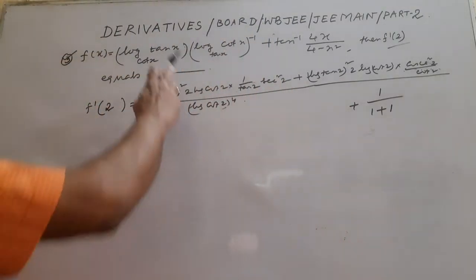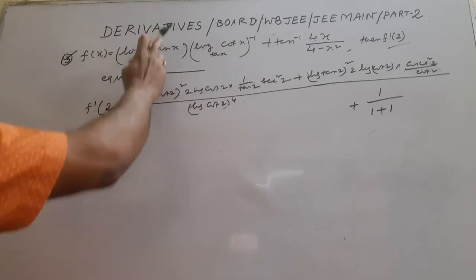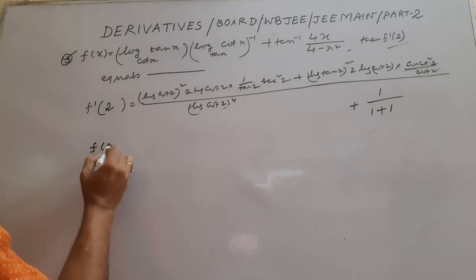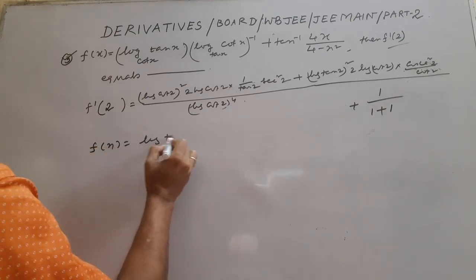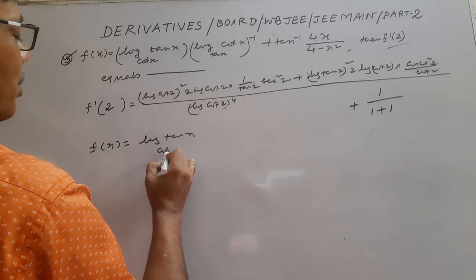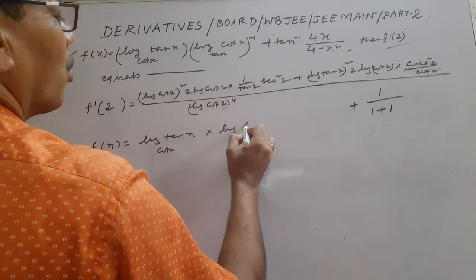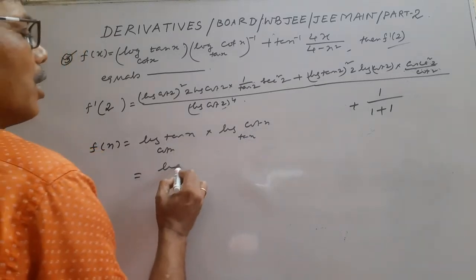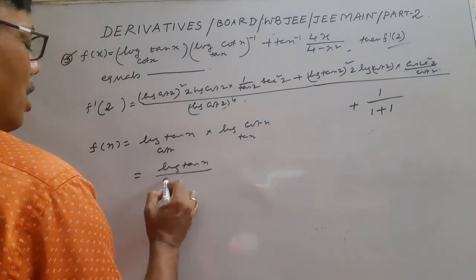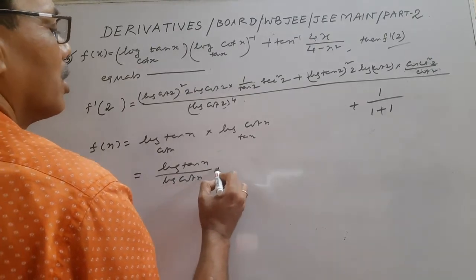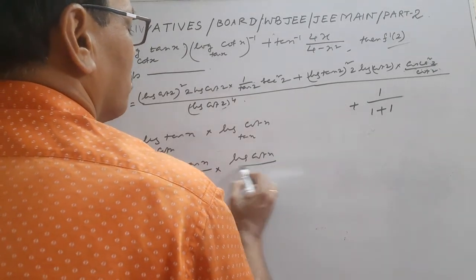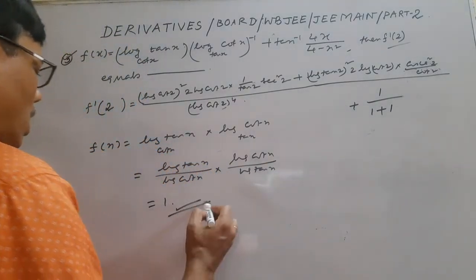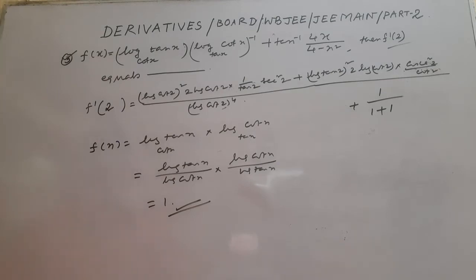But look, this is log tan x, log cot x. If it is of this form, fx equals to log tan x into log cot x, then it will be log tan x by log cot x into log cot x by log tan x. So if we simplify, this is 1. So fx equals to 1.